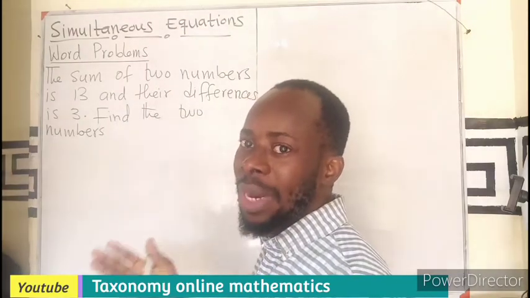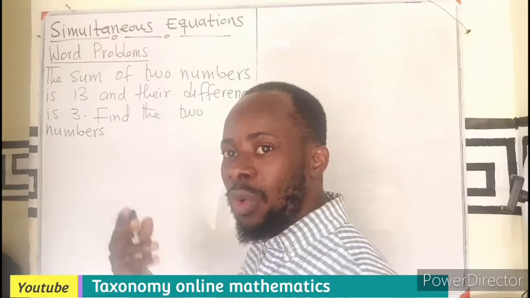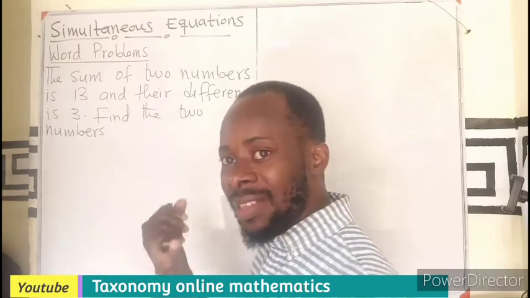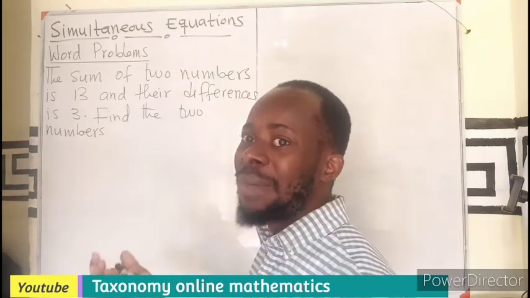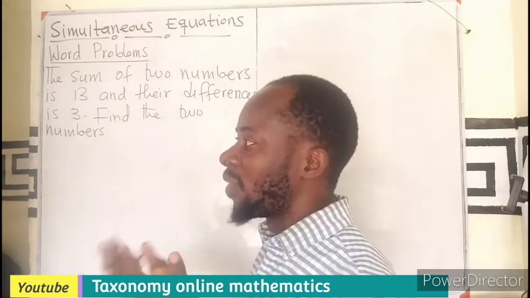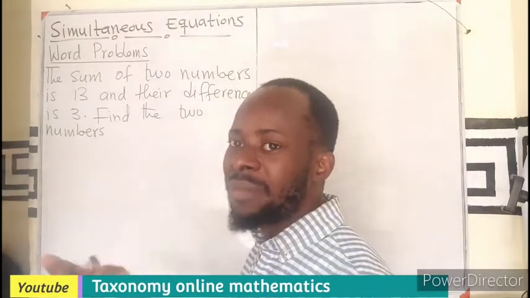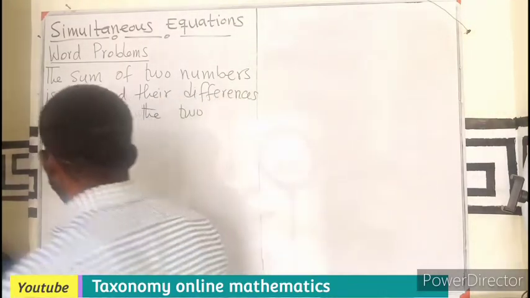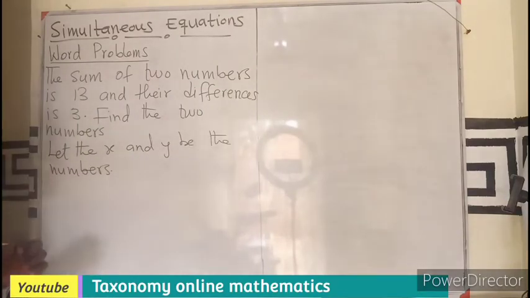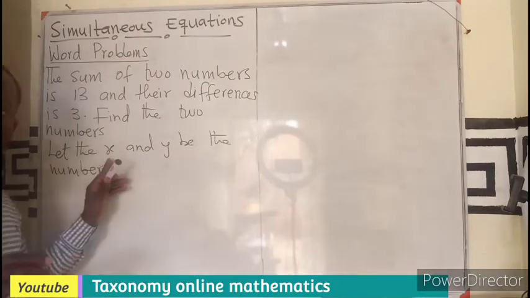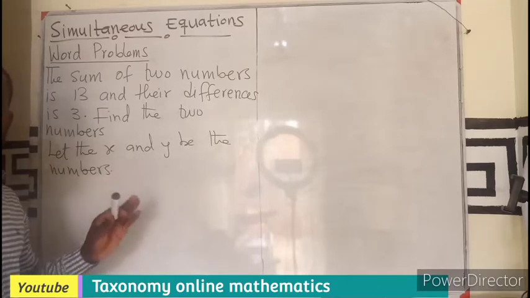Normally, if you have a word problem, what to do is represent the unknown quantities we are asked to find, in this case the two numbers, by variables. Since this involves two numbers, we use two separate variables. So we are going to let x and y represent the two numbers.